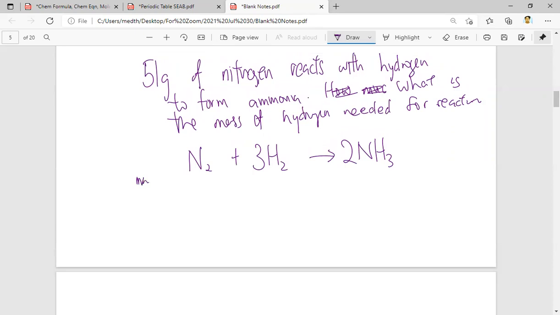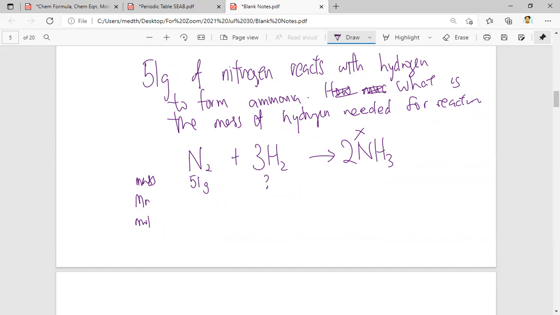So let's do the table again. Mass, MR, mole. Okay, 51 grams of nitrogen is given to you. What is the mass of hydrogen needed? So you know that you need to come to here. What's the mass of hydrogen required? I don't really care about the ammonia because they never asked me to find anything about ammonia. So I just need to focus on the N2 and the H2. So take note, it's always going down and then coming up. So first thing, N2 is 51 gram.